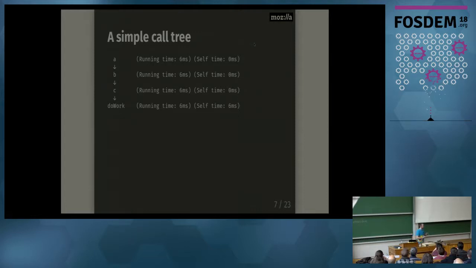And we merge that into a code tree. The code tree says A, B, C, do work, and we can see on the right the actual time that is spent inside each function. So running time is the time spent in this function and its callees, and self time is the time spent by this function itself. So we can say A, B, and C do nothing actually. They just call do work. That's why self time is 0 milliseconds, but we actually spend time inside all these functions. So we spend 6 milliseconds in them. But for the last one, do work, its self time is 6 milliseconds. It means that the actual work is happening there.